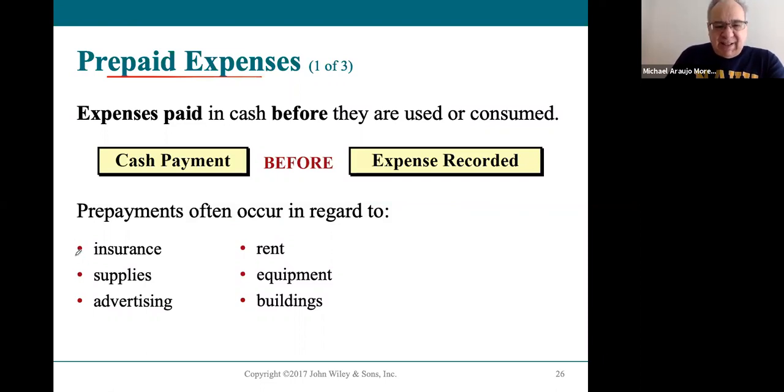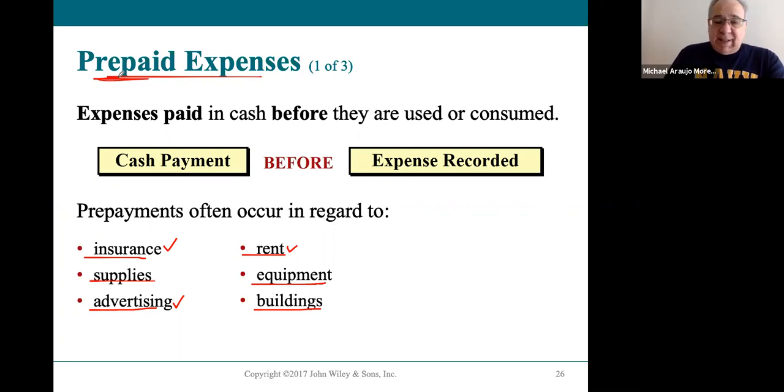Now, there's some assets that you are familiar with. You've already been introduced to prepaid insurance, and you've already been introduced to supplies. You've been introduced to buildings and equipment that are subject to depreciation. What you haven't been introduced to yet is something called prepaid advertising and prepaid rent, very much like prepaid insurance. So these are all what we consider prepaid accounts. The name of the account would be prepaid insurance, prepaid advertising, or prepaid rent.